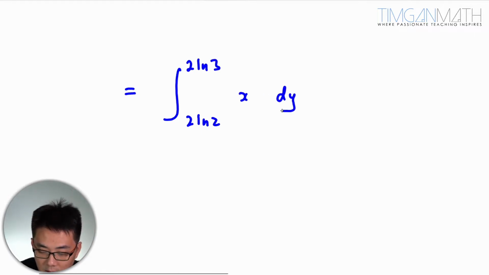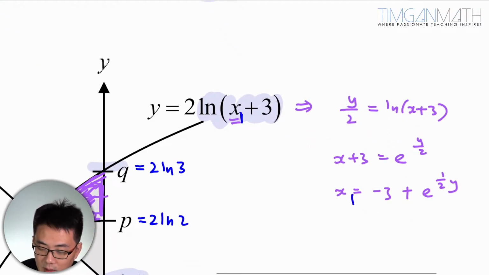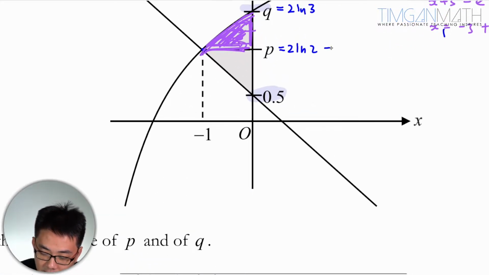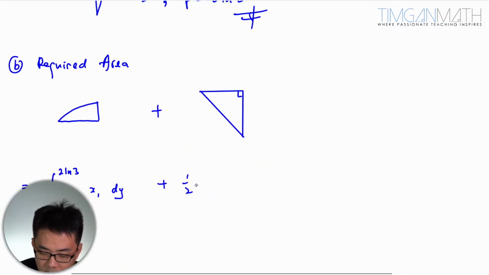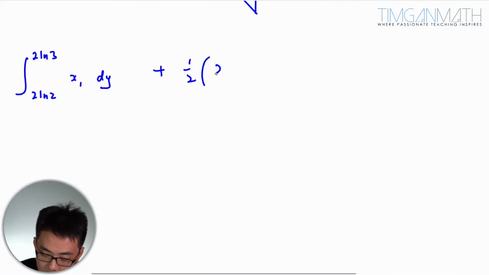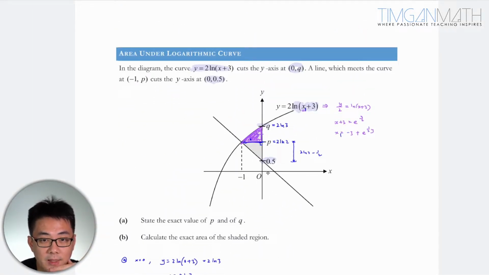x dy, and x dy will be this x here. We are referring to this x here. Then the triangle will be finding the height here, which is 2 ln 2 minus half, times the base, which is 1. So this will be plus half times base, which is 2 ln 2 minus half, times 1.